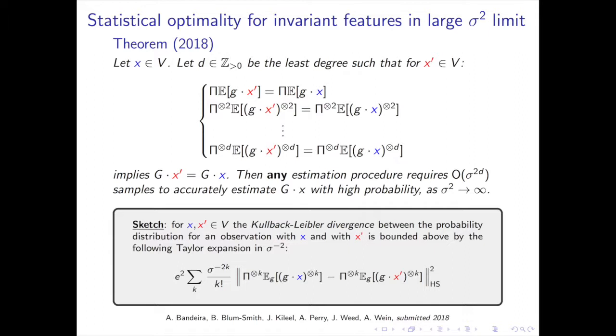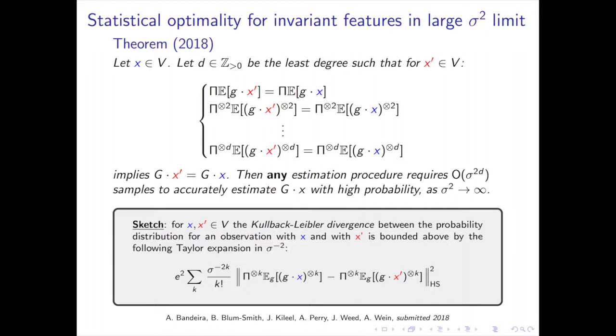Okay, so this is the key computation. So you show that if you have matching moments up to degree d, then the KL divergence between x and x prime is low. It's so low that you actually then can argue you can't hypothesize tests between x and x prime unless you have order sigma to the 2d samples. And if you can't distinguish between x and x prime, then you certainly can't retrieve x. So that gives a lower bound. That style of argument is called Le Cam's two-point method.